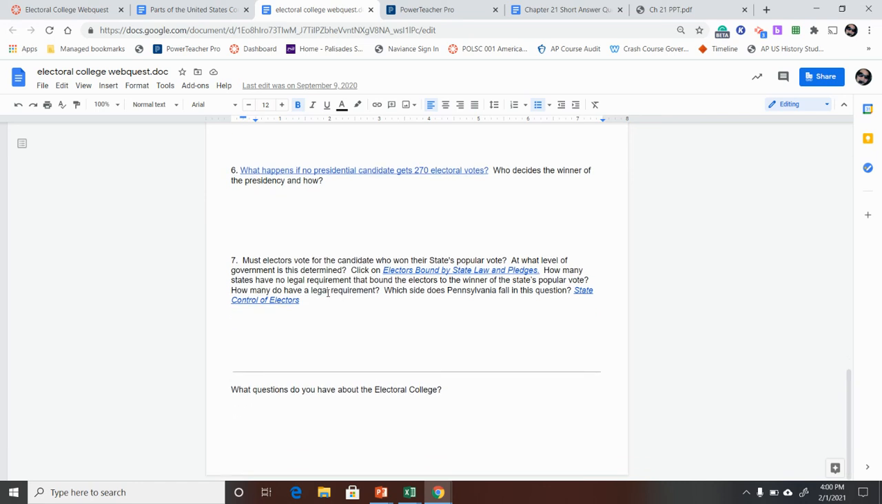And then lastly, each state has a number of electors, and they're supposed to vote toward the will of the popular vote, what the people want. But is that actually something that's set in stone? Is that a legal requirement? So question number seven is going to take a look at that. Something called faithless electors. Do they have to vote for the will of the people? Please complete those questions. I will say, in order to get the full 10 points, a lot of these questions, like question number seven, have multiple parts. Please make sure you're answering to the best of your ability all the questions within each question. Some of them have multiple parts to get full credit.